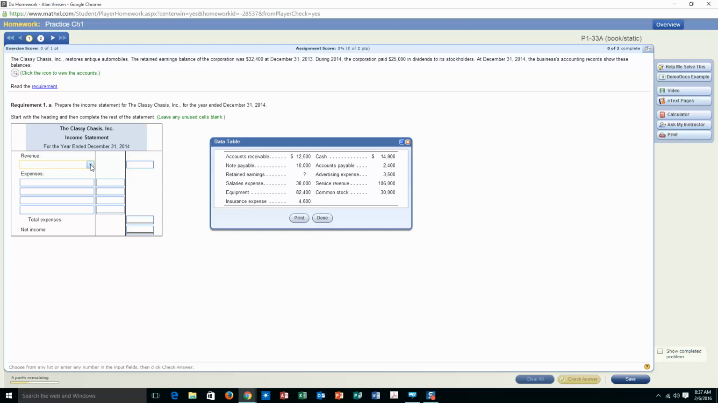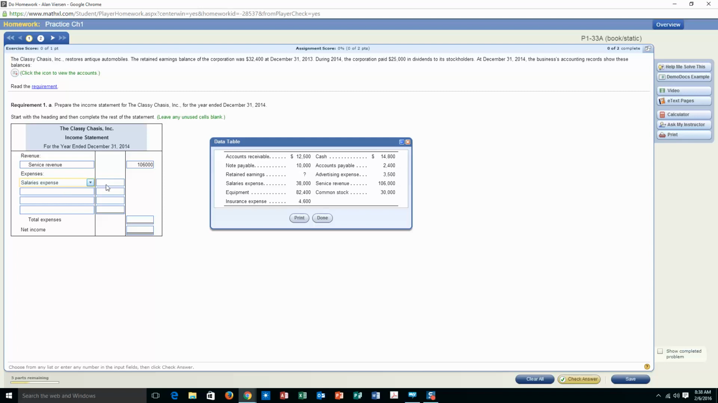And really, that's what financial accounting does. It takes data that you see in that table and you put it into a useful source of information, and that would be the financial statements. So I'm going to find the service revenue, and I can type in the dollar amount, which in this case is $106,000. And then I'm going to list the expenses.